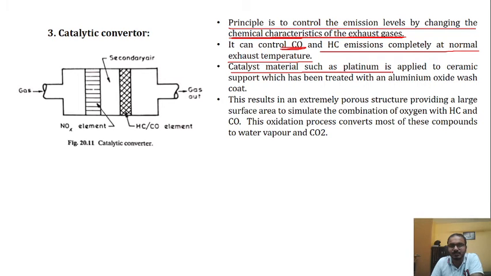So here catalyst material such as platinum is applied to a ceramic support which has been treated with aluminum oxide wash coat. So this is the way we are developing the catalyst. To repeat this part, the catalyst material such as platinum is applied to the ceramic support which has been treated with aluminum oxide wash coat. This results in extremely porous structure.